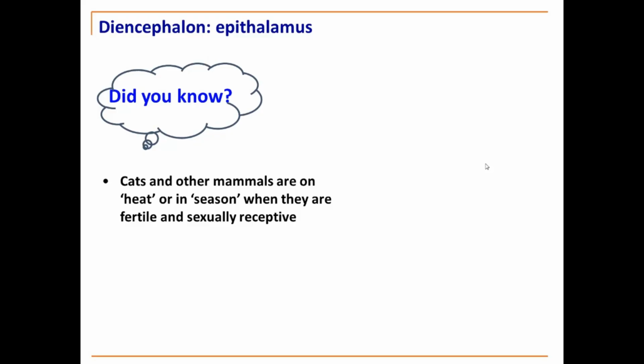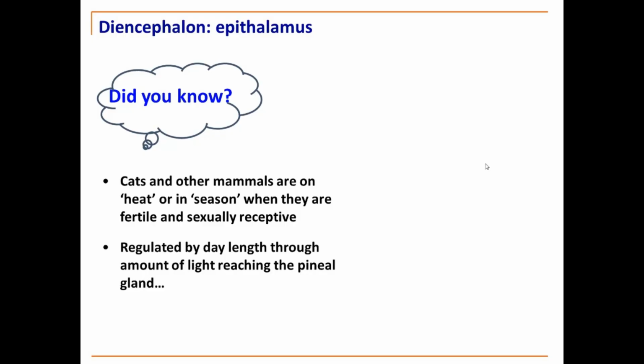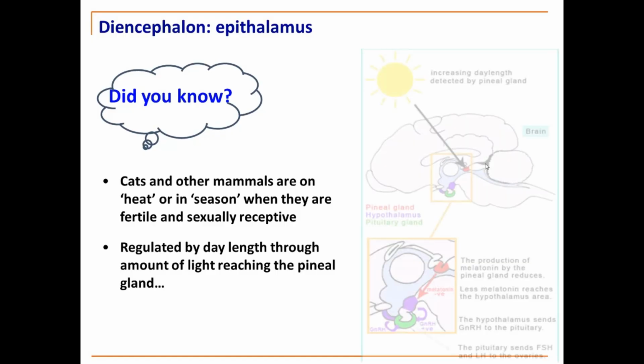So let's go through each of these systems. We'll talk about the epithalamus first, which we're not going to talk about very much. So did you know cats and other mammals are on heat or in season when they're fertile and sexually receptive? Well, I would imagine that you did. Did you also know that the epithalamus secretes melatonin, and that is regulated by day length through the amount of light that actually reaches the pineal gland?